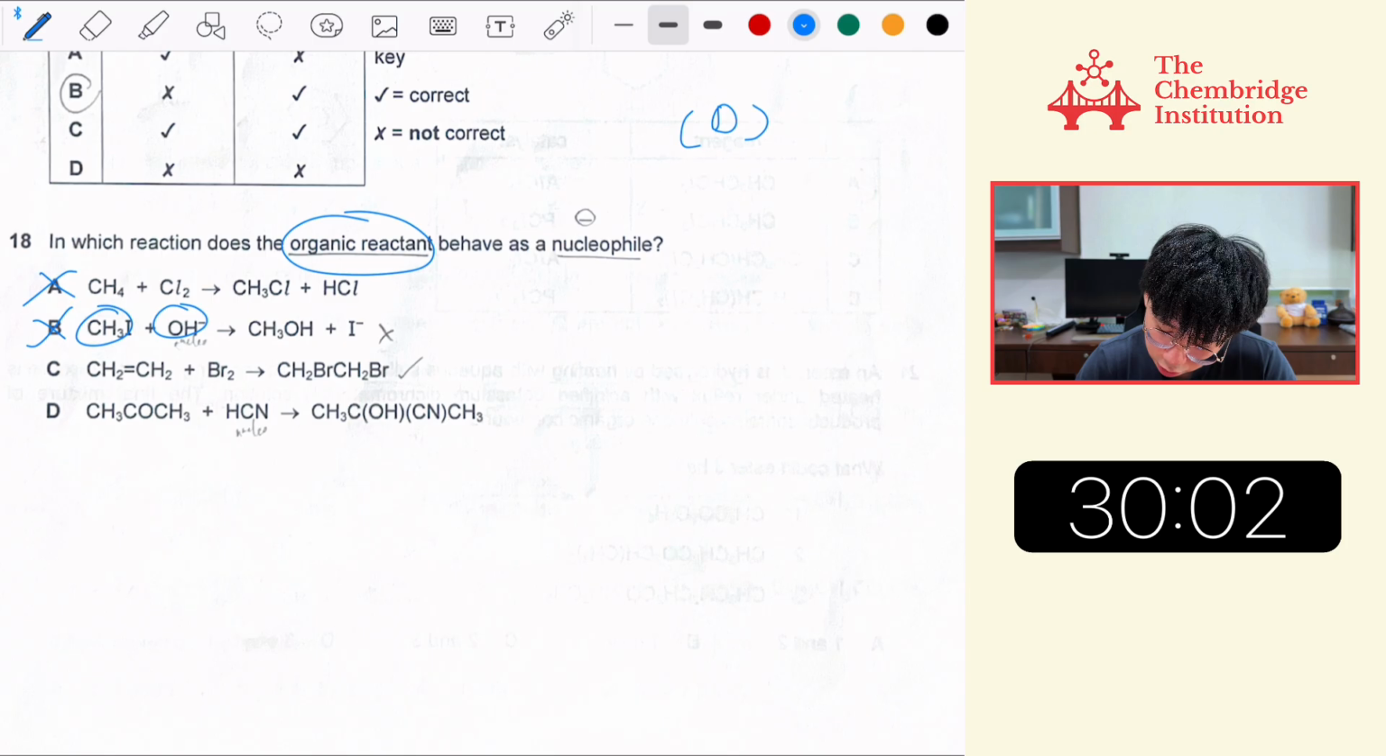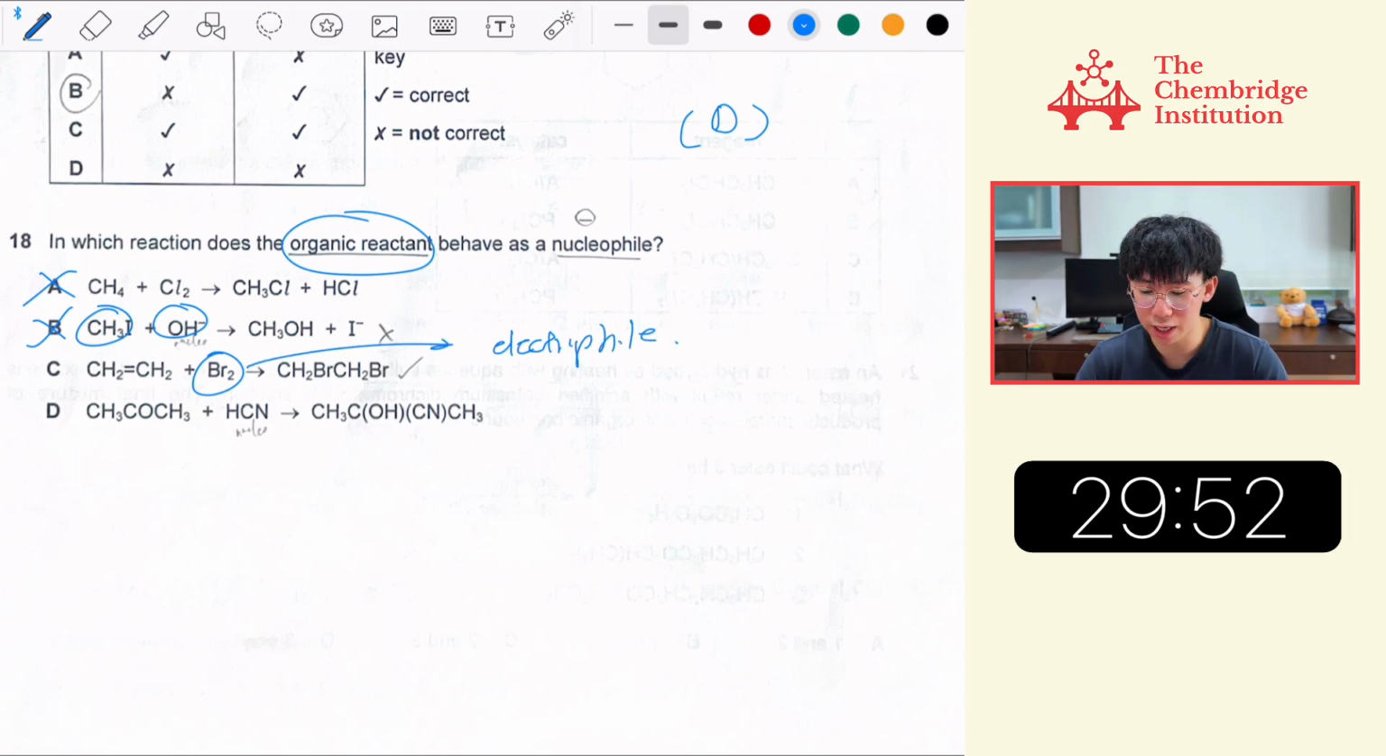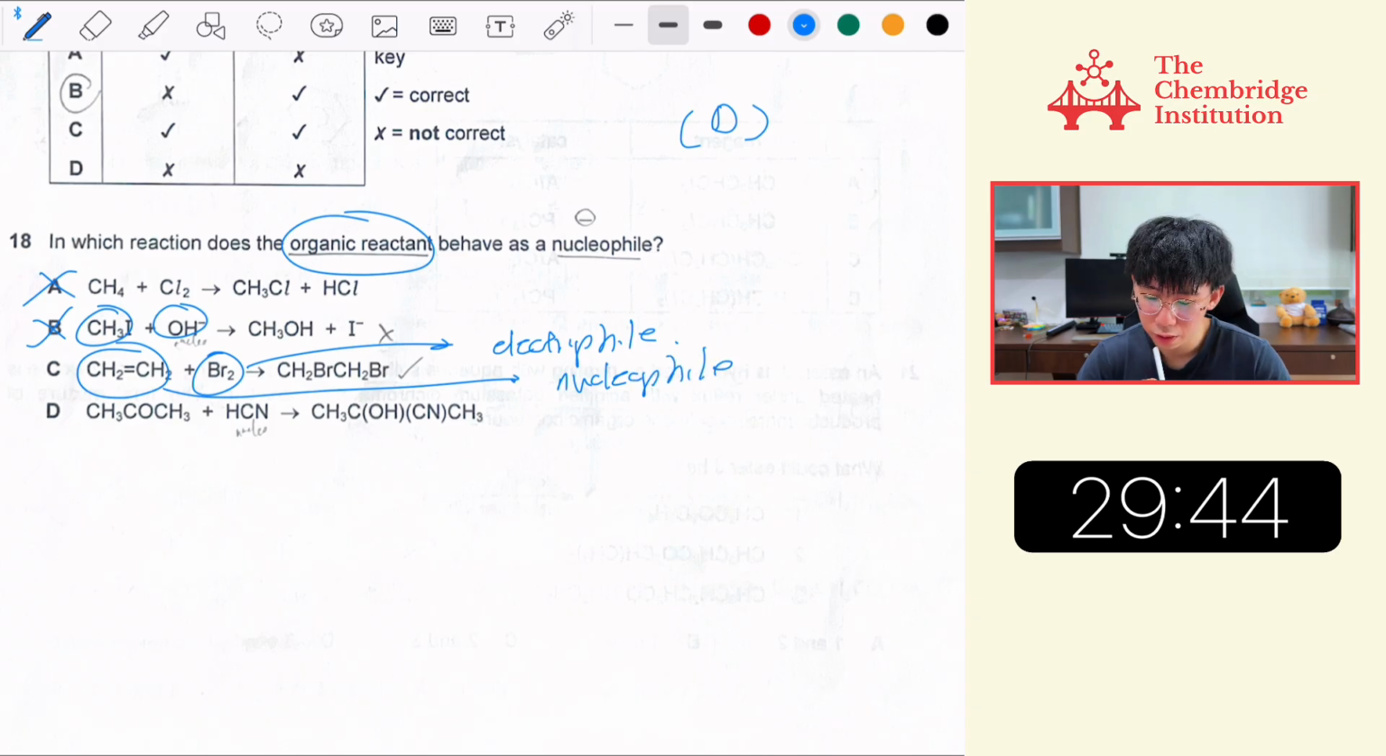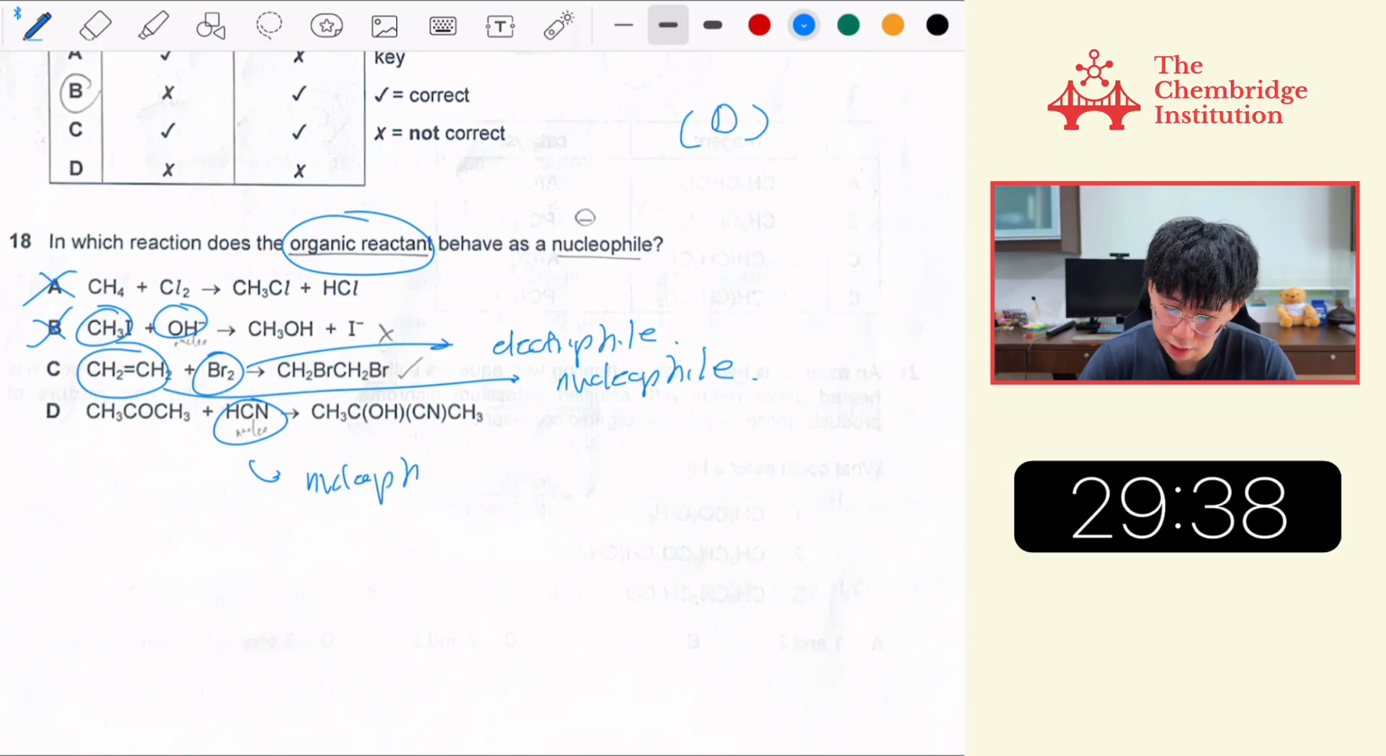Let's look at this one. Yeah, this is electrophilic addition, where this is the electrophile. So in some sense, if this is the electrophile, you know that this is definitely a nucleophile over here. Usually they come in a pair. Let's look at the other one. This is nucleophilic addition, but this is the nucleophile. So this can't be the answer. So it has to be C, if I'm not wrong.